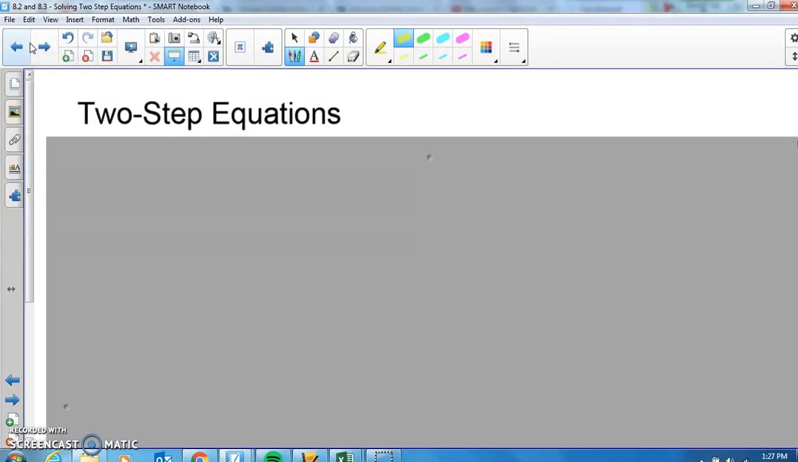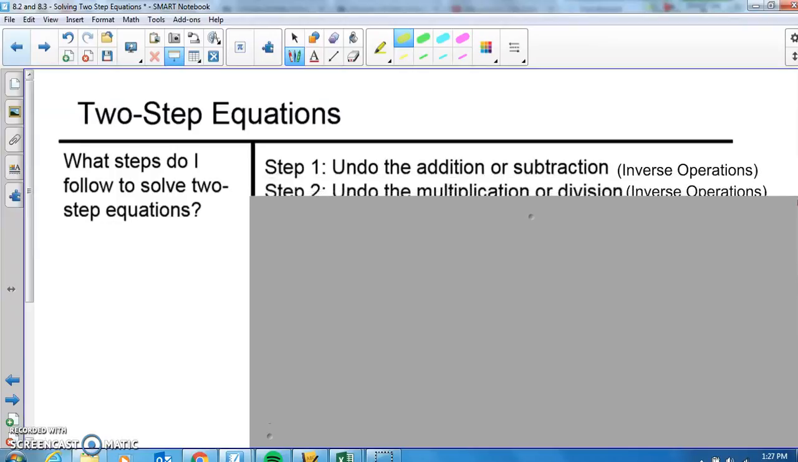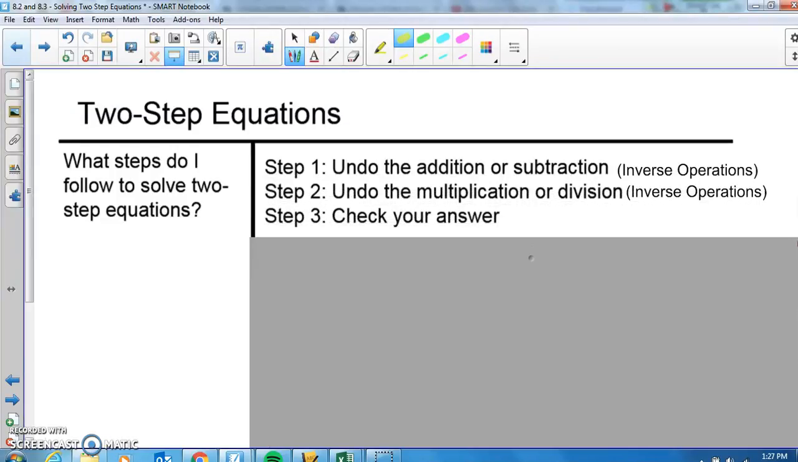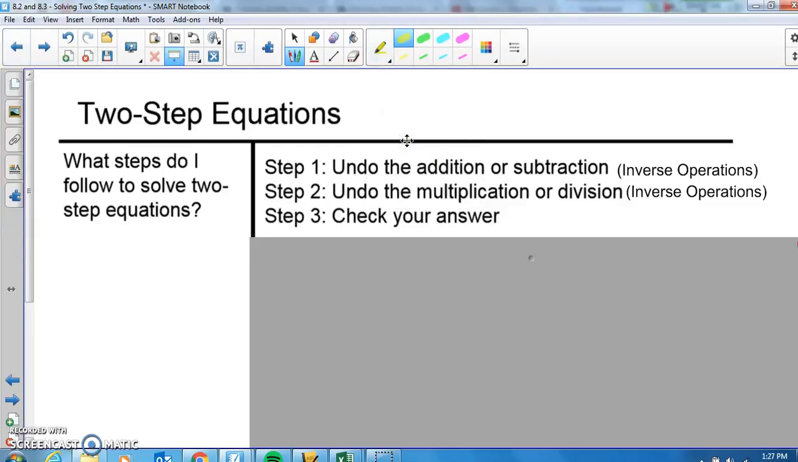Alright, let's get into two-step equations. What steps do I follow to solve two-step equations? When you're solving equations, you're going to have a set of steps. Next year, in the 8th grade, you're going to have a list of steps you go through, and we're going to build upon this set. Step 1, we want to undo, as we did yesterday, addition and subtraction. They're inverse operations. We then want to undo multiplication and division. They're inverse operations. And then step 3, always check your work with equations.